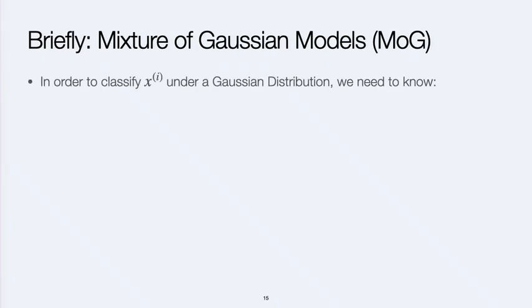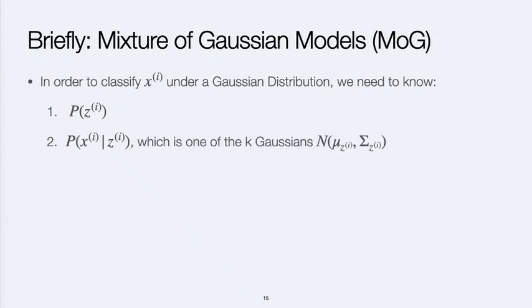In order to classify a data point under a Gaussian distribution, we need to know the probability of the prior, what Gaussian are we going to pick, and then the probability of xi given zi, which is the Gaussian distribution that we're talking about. Now given the Gaussian that we're going to pick, what is the x value that we're going to sample?